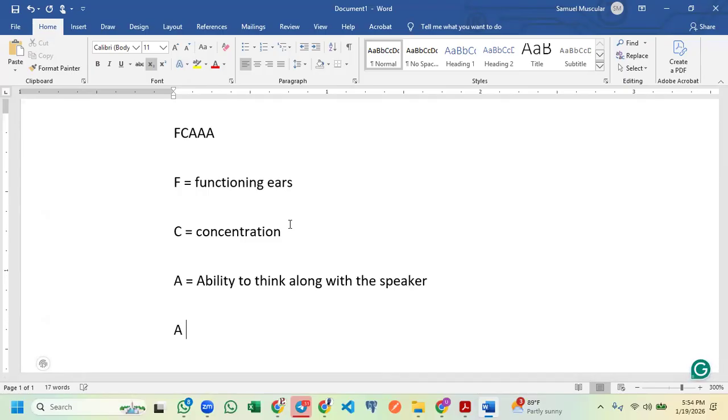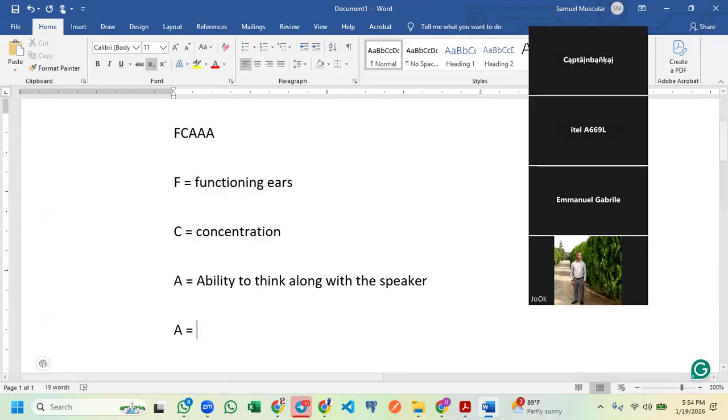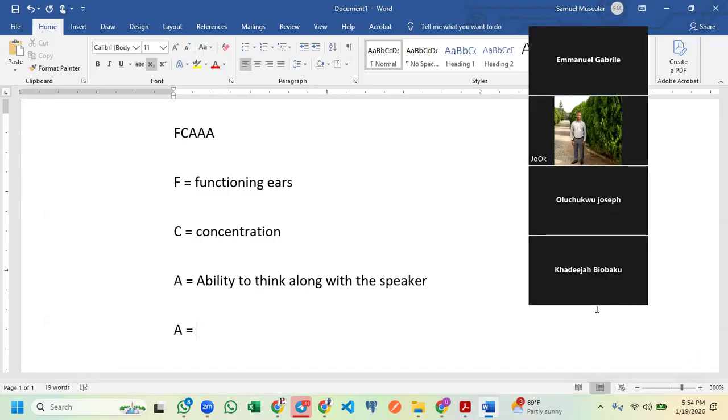The second A. Is it only one person that is here? The second A is what? Ability to anticipate what the speaker is about to say.